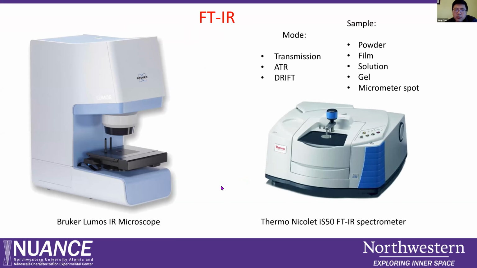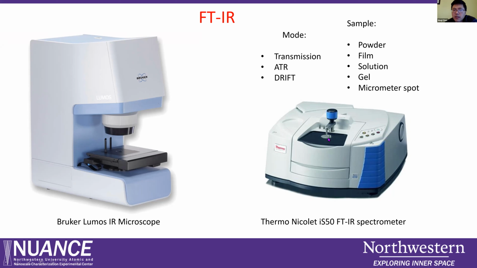Okay, so for the CAC2, besides XPS, we also have other instruments like FTIR. This is quite useful and popular. Especially the left one is the micro FTIR, and the right one is the regular FTIR. With this one we can run bulk samples, like powder, film, liquid, and so on.